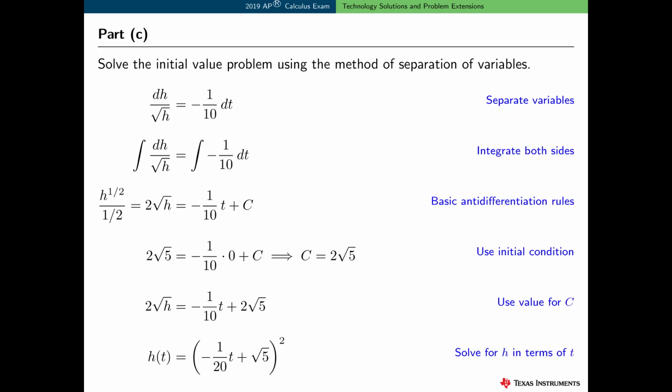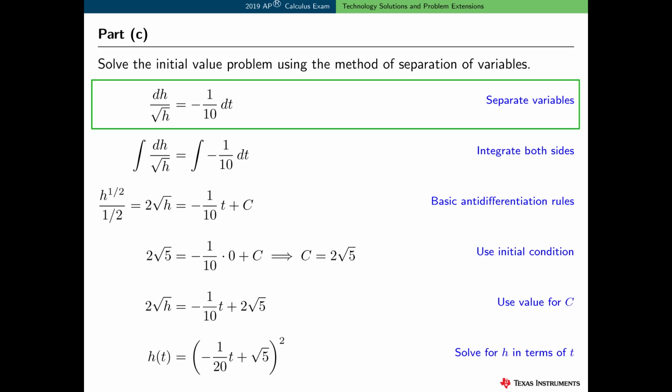In part C, we need to solve a differential equation. Well, really an initial value problem, using the method of separation of variables. So, first we separate the variables. Put all the expressions involving h on one side and all the expressions involving t on the other. Now the constants can go on either side, so we try to look ahead and place the constant on the side that will lead to the easiest algebra.